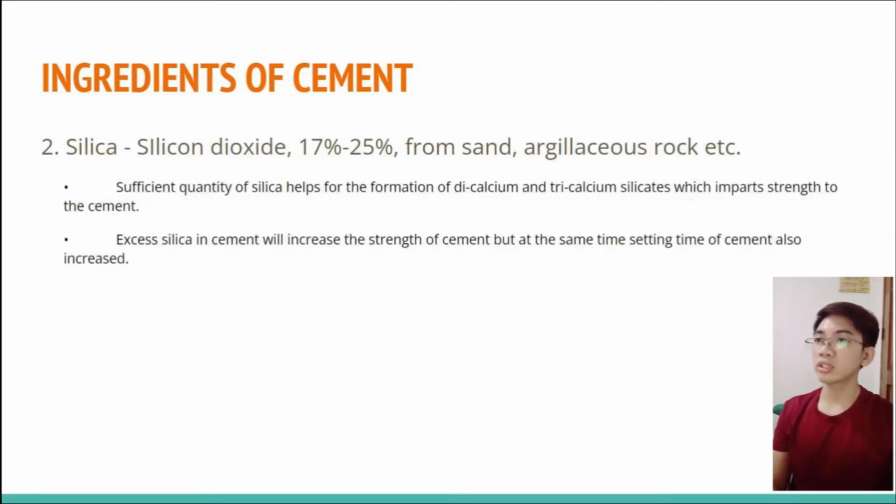The second component is silica, or silicon dioxide, which is the second largest quantity of cement ingredient, about 17 to 25%. Silica can be obtained from sand, argillaceous rocks, etc. A sufficient quantity of silica helps in the formation of dicalcium and tricalcium silicates, which impart strength to the cement. Excess silica in cement will increase the strength of cement, but at the same time, the setting time is also increased.